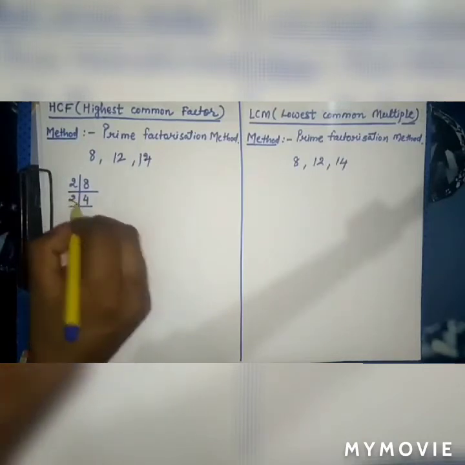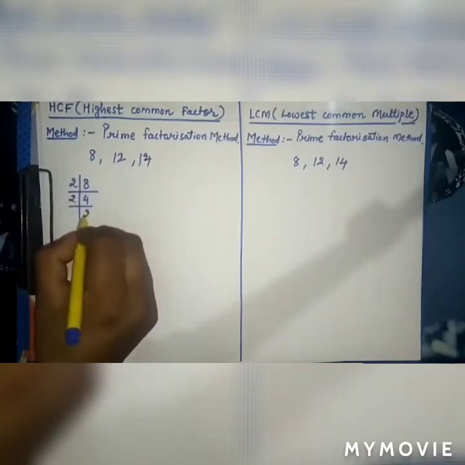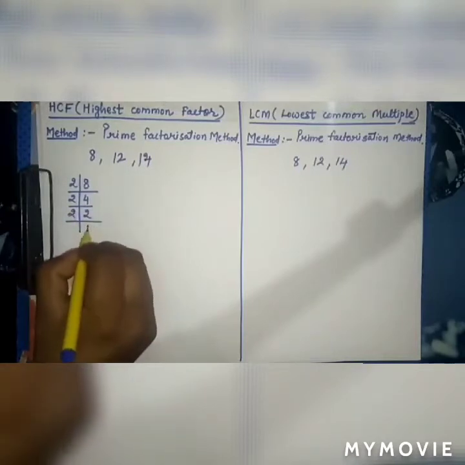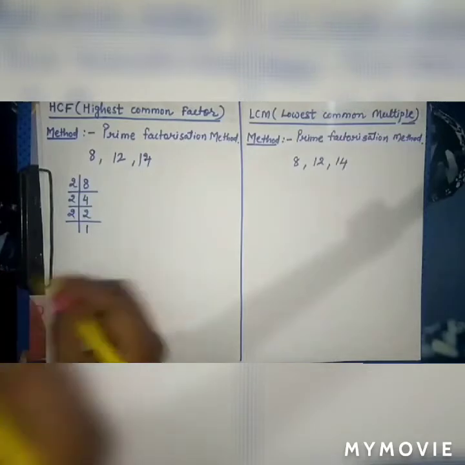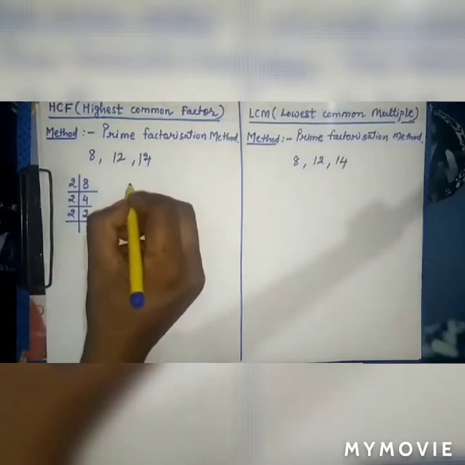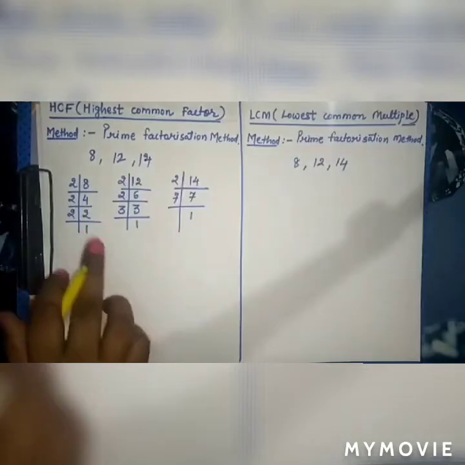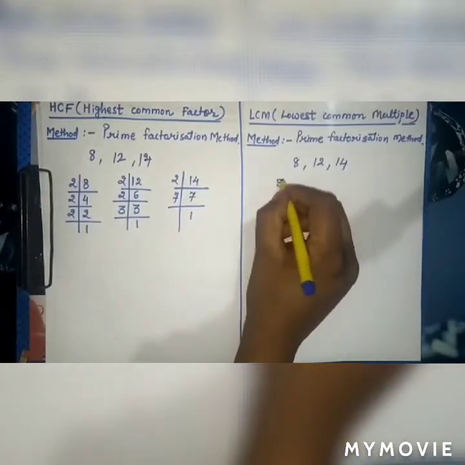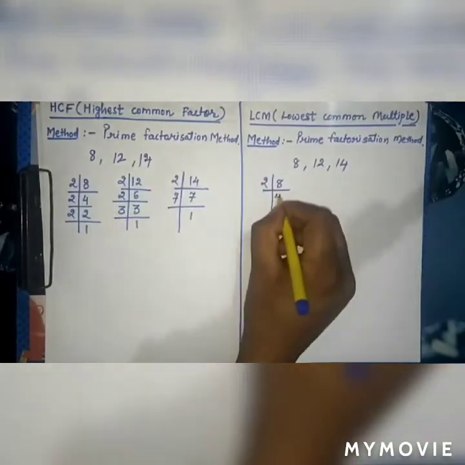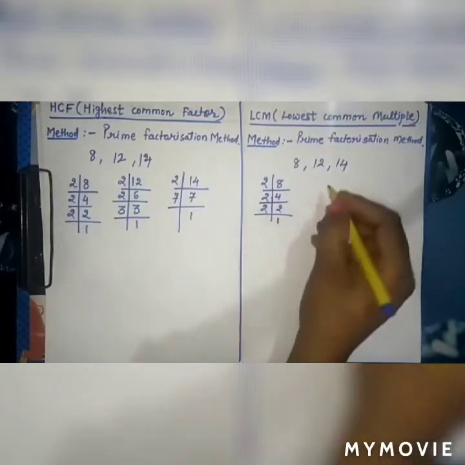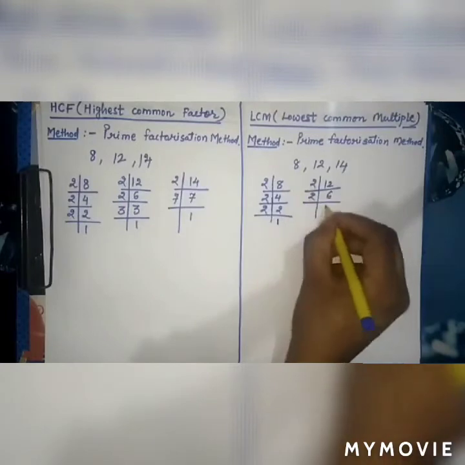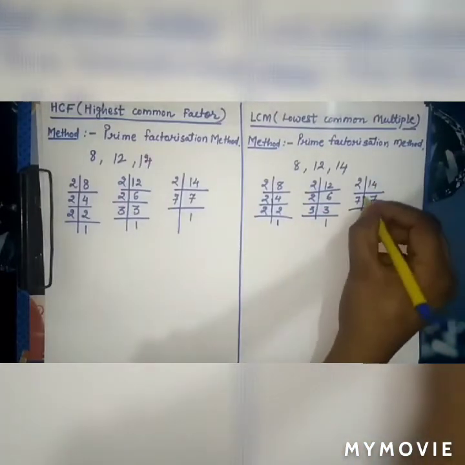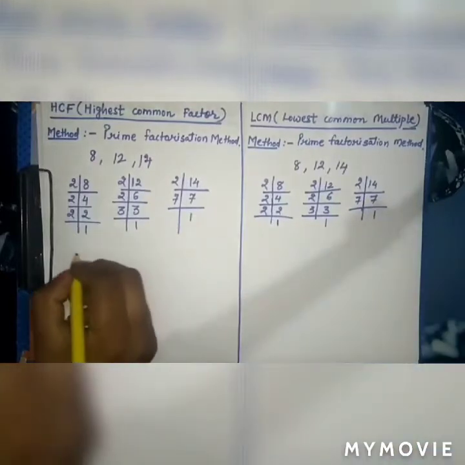Now again divide the 4 using the smallest prime factor, that is 2. We need to write down the quotient every time in the next line. We need to repeat the same process for the next two numbers. We are done with the three numbers. For HCF, the same process we have to repeat for the LCM also. So again, here I am writing the same thing. Here we are dividing the numbers using only the smallest prime factors.